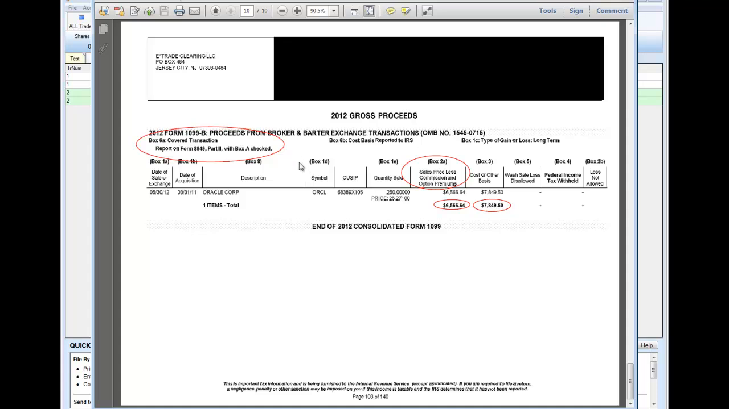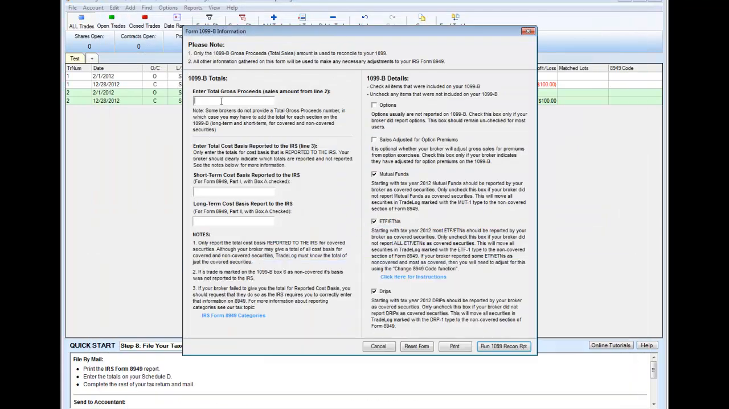In addition, on this 1099, I have long-term holdings that are reported as covered. So here's Part 2, Box A. So again, there's another sales number I have to account for, and then there's the cost basis number. So I've got to add up all of the sales numbers for box 2A in order to get the number that I'm going to enter into TradeLog. And then I've got to go back and get those two cost basis numbers, the one for short term and the one for long term.